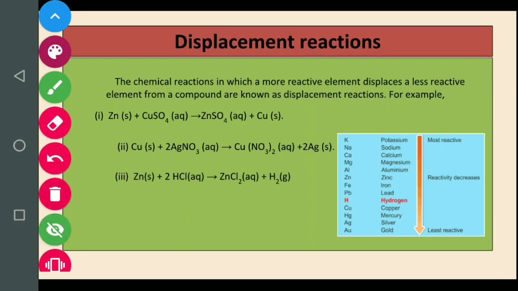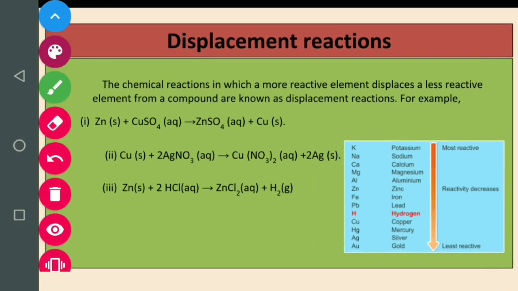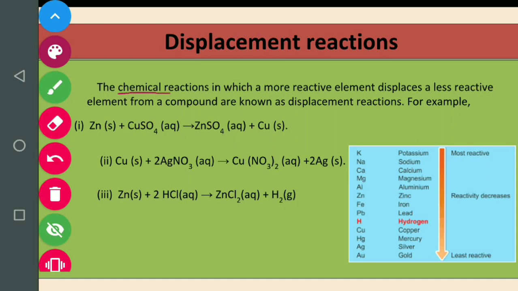Now displacement reaction. See the definition here. A chemical reaction in which a more reactive element displaces a less reactive element from a compound is known as a displacement reaction. Before going to an example, let's see which are the most reactive and least reactive elements.